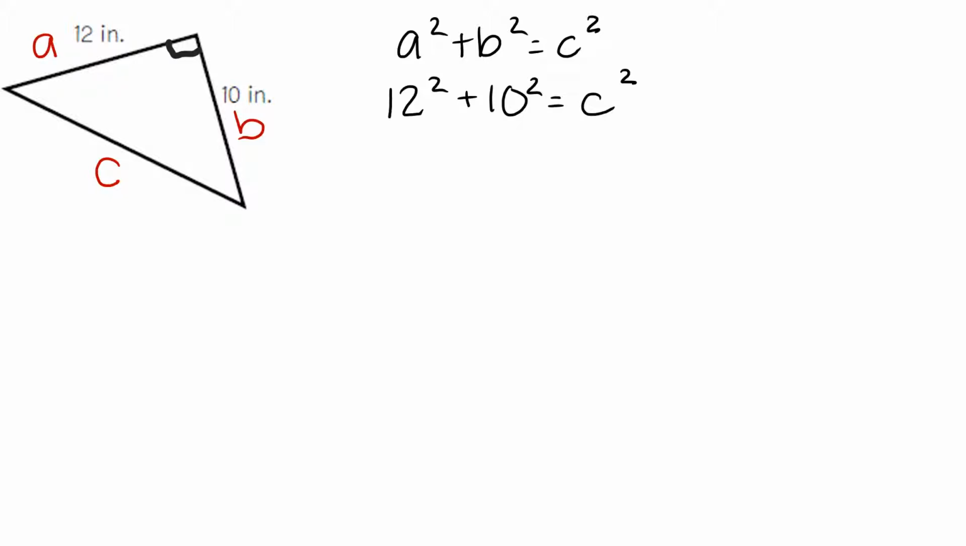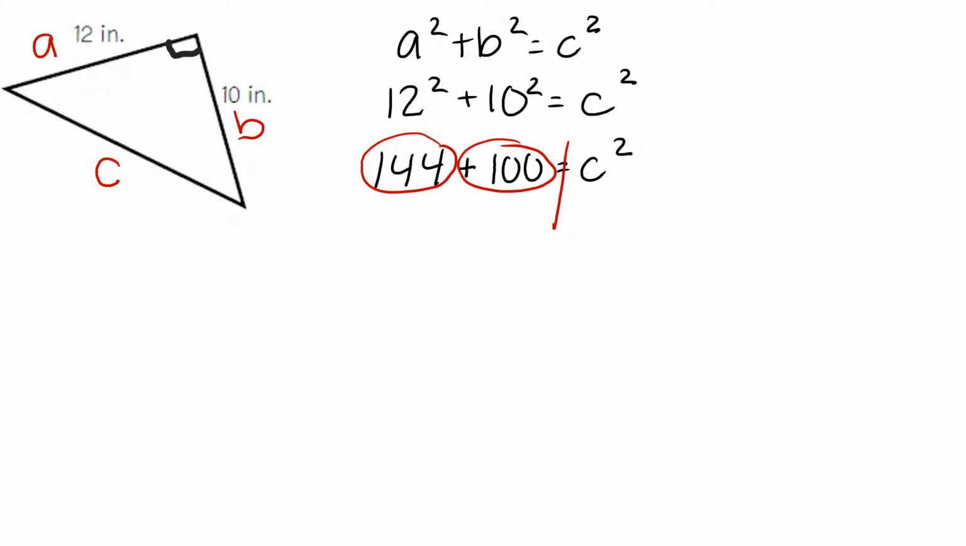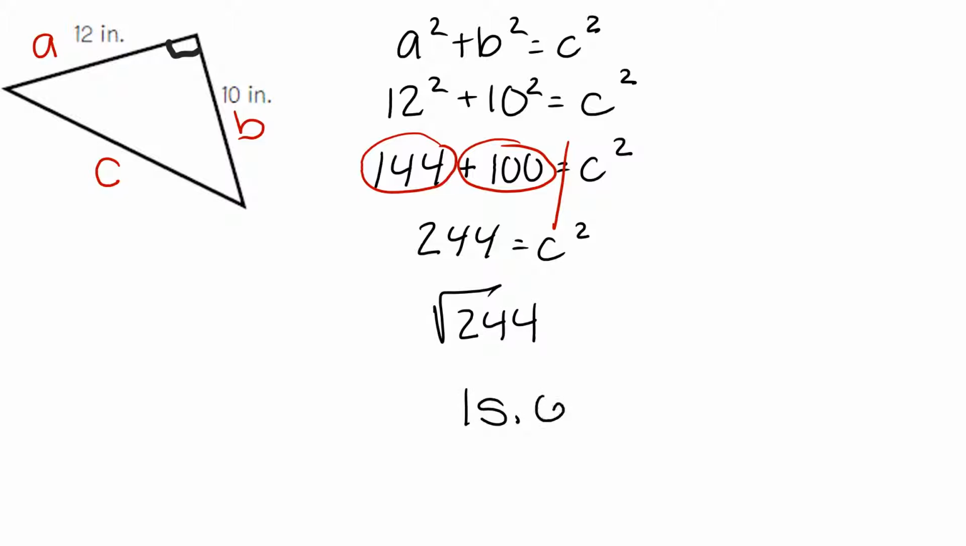Solving the problem, 12 squared is going to give us 144. 10 squared is going to give us 100. Combining like terms, 144 plus 100 is going to give us 244. Our last step is to take the square root of 244, and we get an answer of 15.62. We look at the 2, it's 4 or less, so we round down, 15.6.